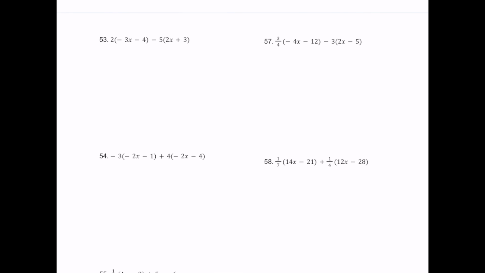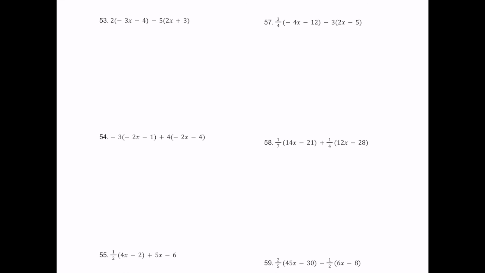Let's move on down. Check out 53. For 53, looks like we got to distribute here this 2 to both of these. If we do that, 2 times negative 3x is going to be negative 6x. And 2 times negative 4 is going to be negative 8. And then we have this negative 5 times 2. That's going to be negative 10x. And then we have a negative 5 times a positive 3, which is going to be negative 15. Okay. Negative 6x and negative 10x combine to make negative 16x. And then this negative 8 and negative 15 combine to make negative 23.